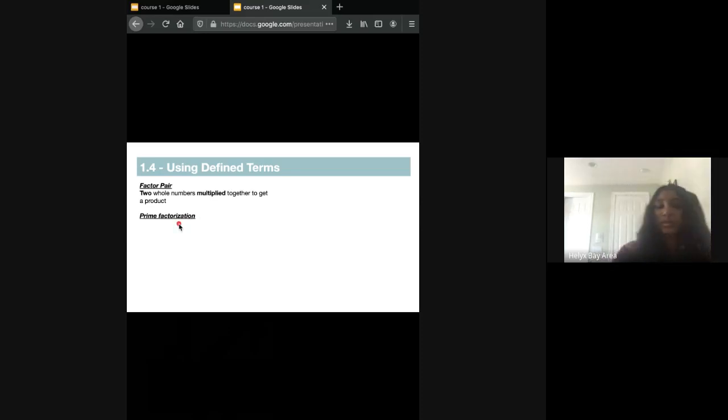Our second term is prime factorization. This is a composite number written as the product of its prime factors. For example, if you have 6 written as its prime factors, this would be 2 times 3. So that's the prime factorization of 6.